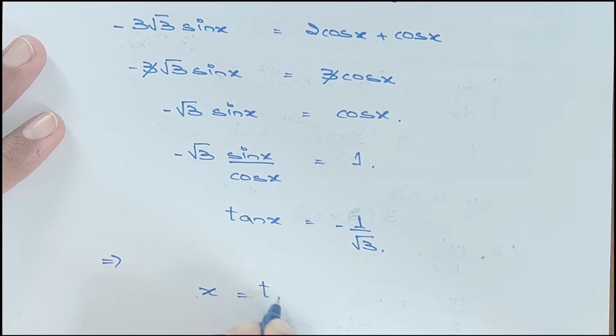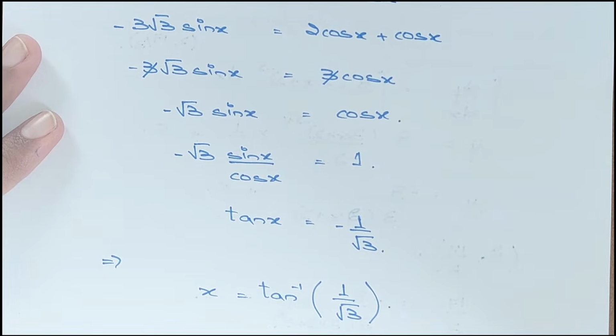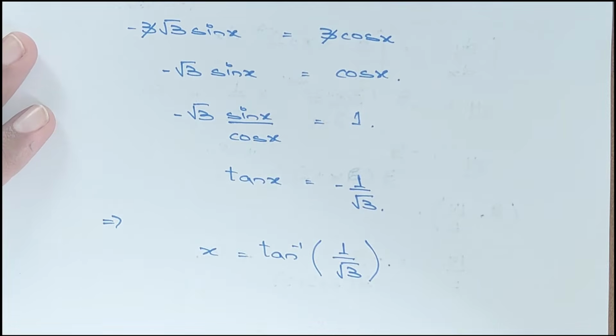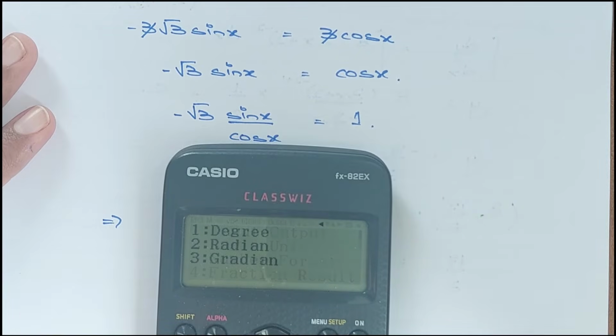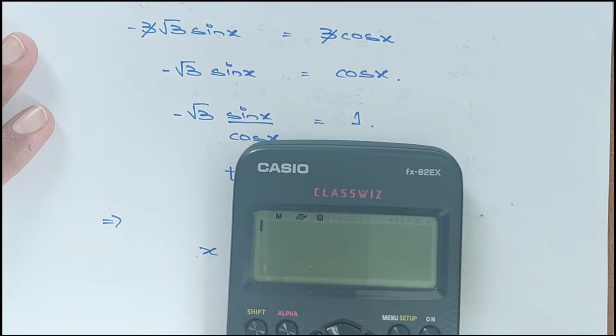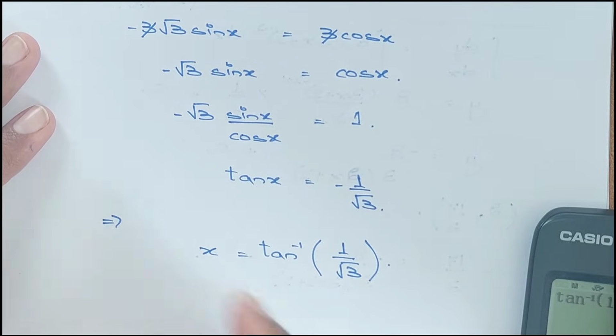x is tangent inverse of 1 over square root of 3. We have to solve for the positive one first, right? Okay, so the domain is in radians. Convert the calculator to radians and find tangent inverse of 1 divided by square root of 3, which is pi by 6. x is pi by 6.